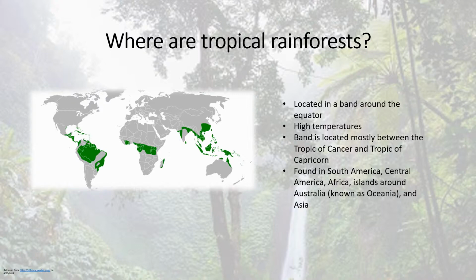Rainforests are found on every continent except Antarctica, but tropical rainforests are mainly located in between the Tropic of Cancer and the Tropic of Capricorn. There are tropical rainforests located in Central and South America, Western and Central Africa, Western India, Southeast Asia, the island of New Guinea, and Australia.